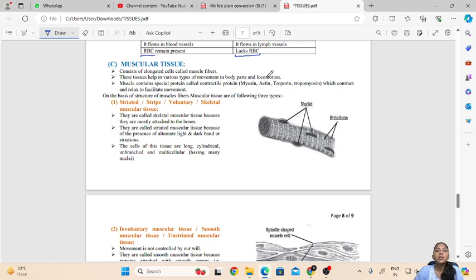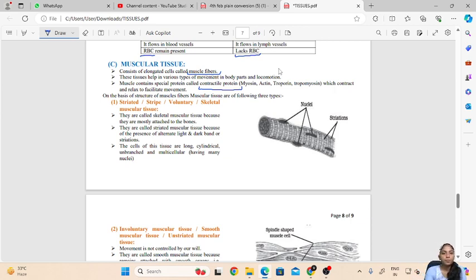So muscular tissue consists of elongated cells called muscle fibers. So the muscular tissue cells are called muscle fibers. This tissue helps in various types of movement in our body parts and also locomotion. That is, we are able to walk or move our hands. All this is because of muscular tissue. Then muscles contain special proteins called contractile proteins. The muscle cells have the presence of special proteins called contractile proteins, which contract and relax to facilitate the movement in our body.